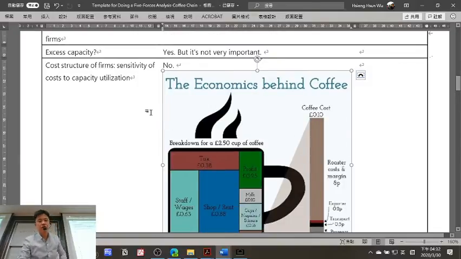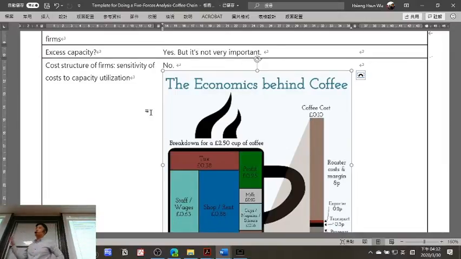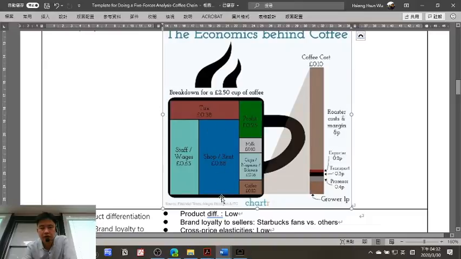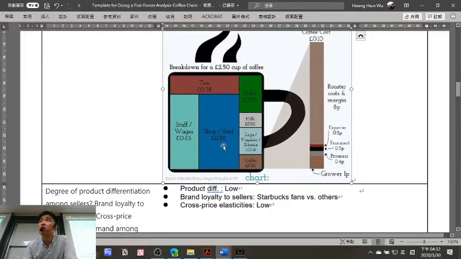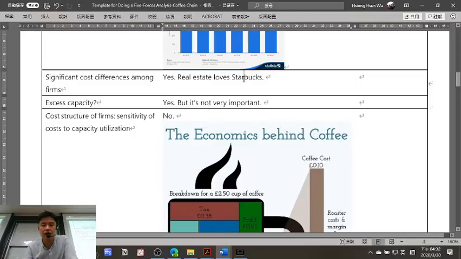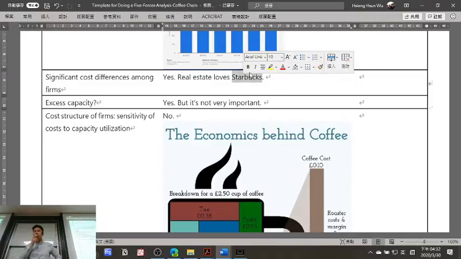The question is the cost structure, and the sensitivity of cost to capacity utilization. That is not the manufacturing business, so there is no so-called capacity utilization. But we know that we have to look at the cost structure to understand how firms here compete, because rent accounts for a big part of the total cost. So if a coffee chain wants to survive, it must have a very smart way to deal with the rent. And that is how Starbucks succeeds in many countries.